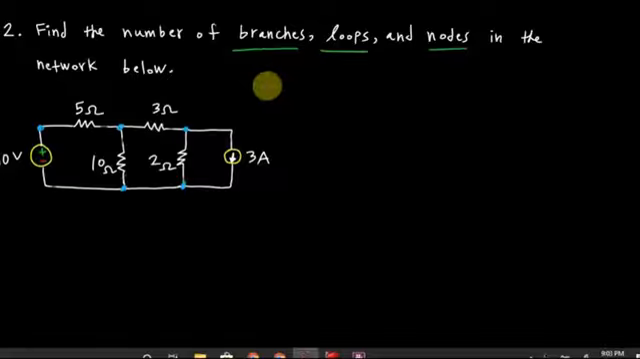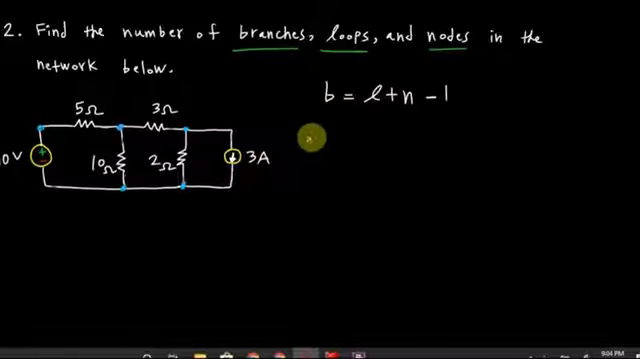Okay, so let's move on to problem 2, and we're asked to find the number of branches, loops, and nodes in the network below. Before doing anything else, let's go ahead and write the fundamental theorem of network topology, and that's a good practice to start writing what you know on an exam, for example. So we know that the number of branches is the number of independent loops plus n minus 1, where n is the number of nodes.